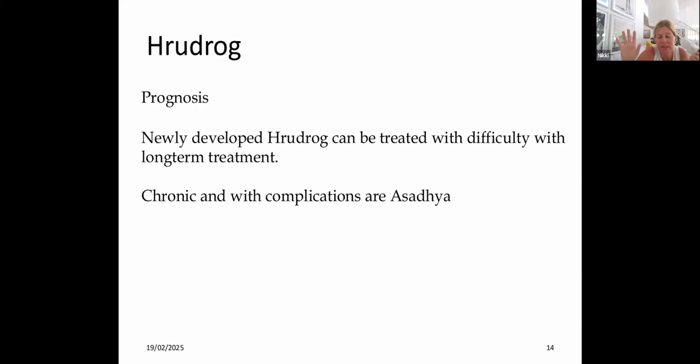One question: are jaggery and milk incompatible? Jaggery and milk, yes. Milk is Shitavirya, jaggery is Ushnavirya.